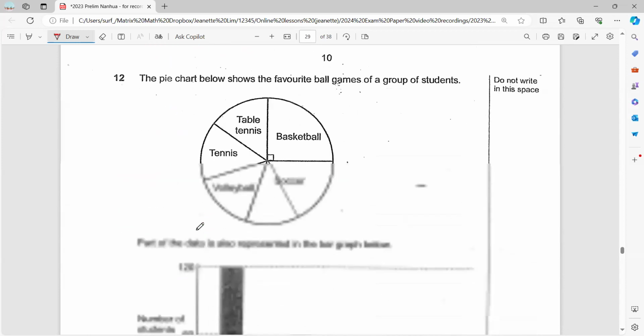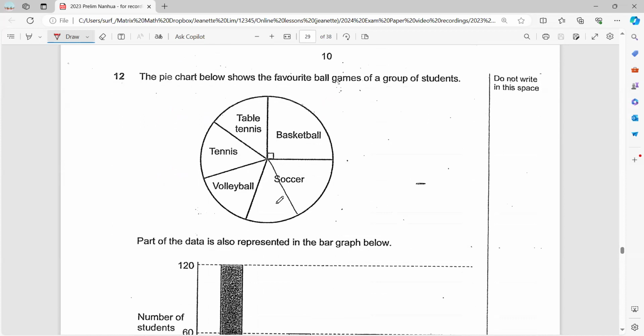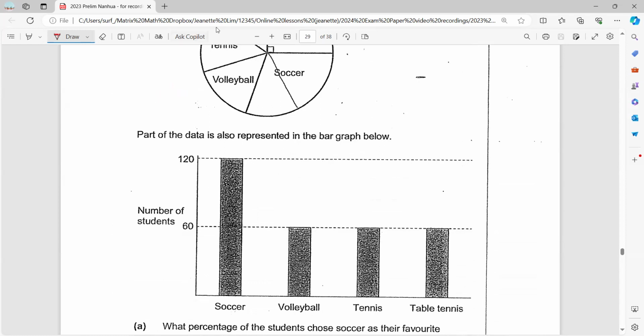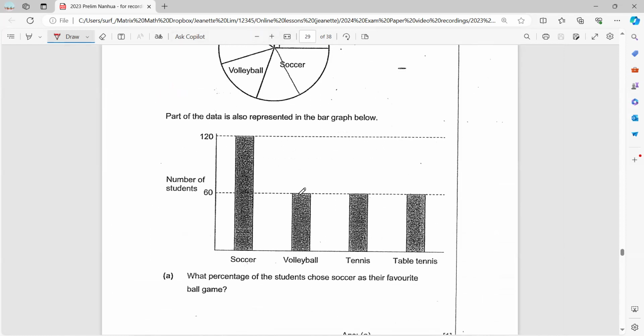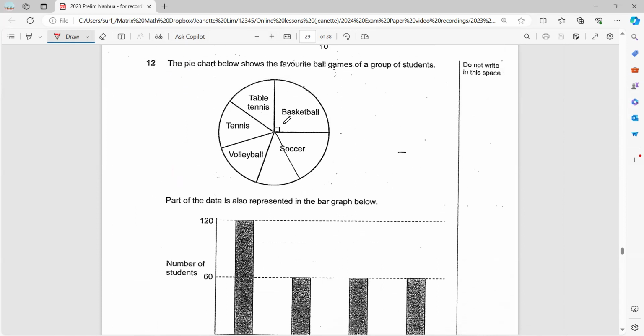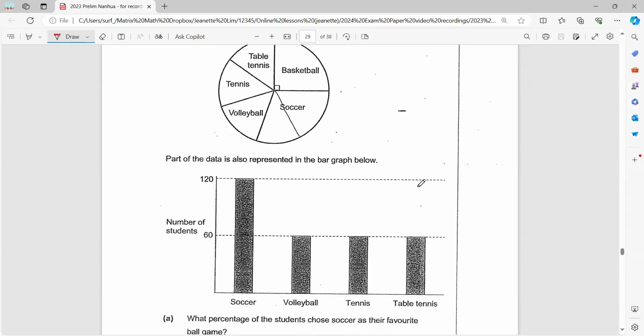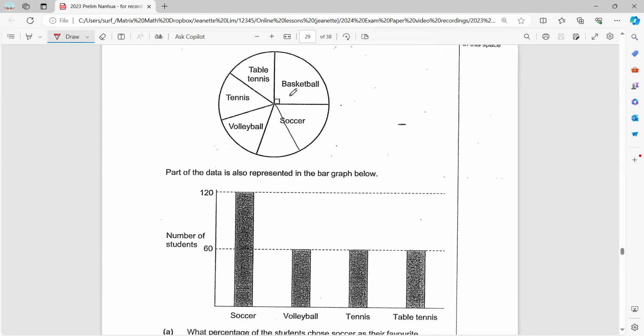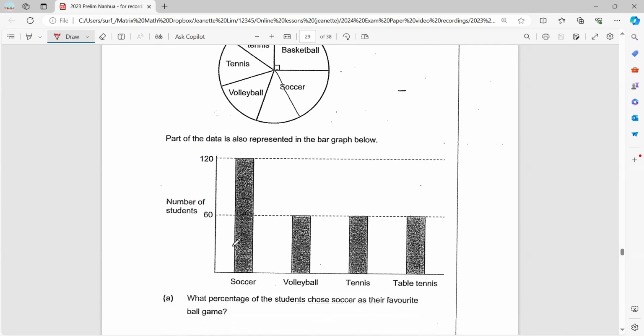Okay, next question, number 12. A pie chart shows the favorite ball games of a group of students. It's also represented in this bar graph here. What percentage of them chose soccer as their favorite ball game? From the pie chart, basketball is missing from this bar graph. Basketball is 25%. So the rest must be 75%.